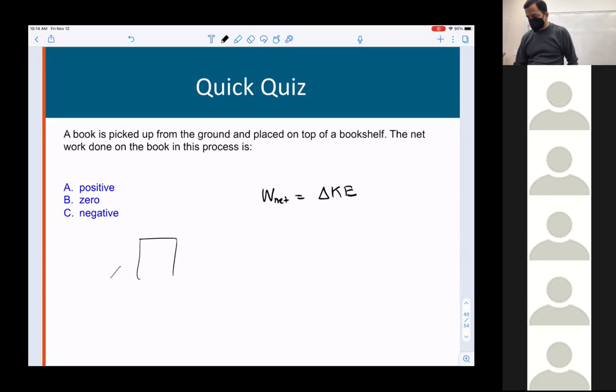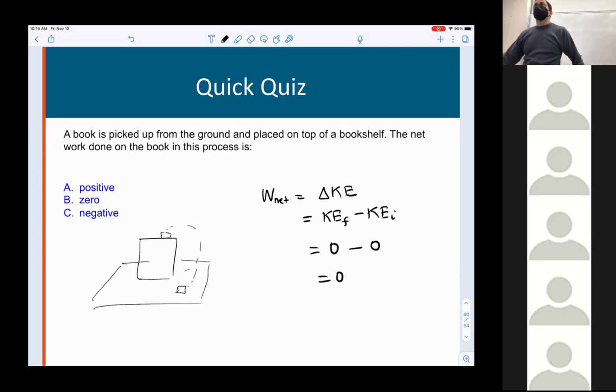right? And that's my little drawing. There's a book here, sitting there, and then someone comes along, and then they place it over here. So the object is at rest when it's on the ground, and then when they lift it up and put it over here, the object is at rest again. So therefore, its initial kinetic energy is 0, its final kinetic energy is 0. And so therefore, this is the same as the final kinetic energy minus the initial kinetic energy, which is 0 minus 0, which is 0. So the net work done on the object is exactly 0.